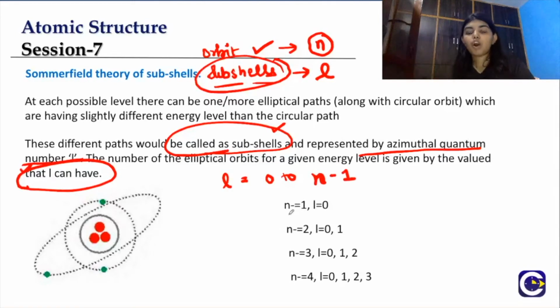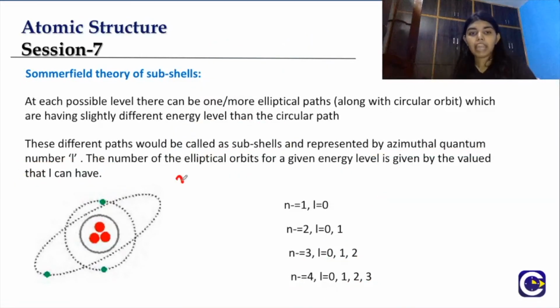So for orbit number 1, L can have a value of 0 only. For orbit number 2, L can have values 0 and 1, because L ranges from 0 to n minus 1, and 2 minus 1 is 1. For n equals 3, L can have a value of 0, 1 and 2, because 3 minus 1 is 2. And for n equals 4, L can have a value of 0, 1, 2, 3, as 4 minus 1 is 3.